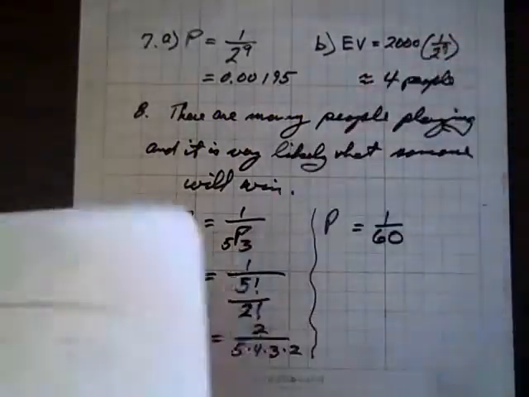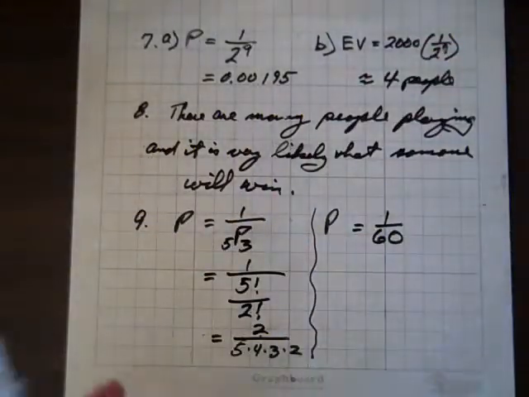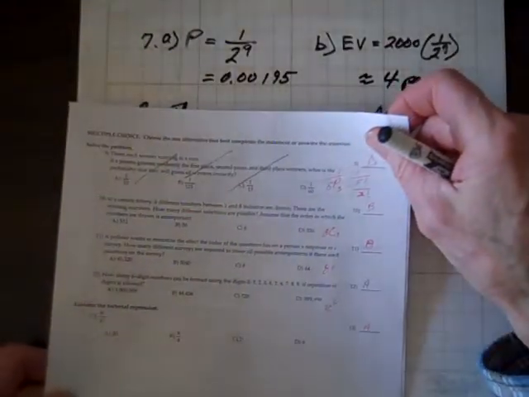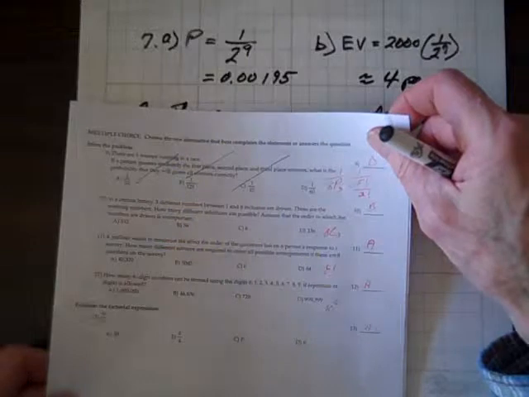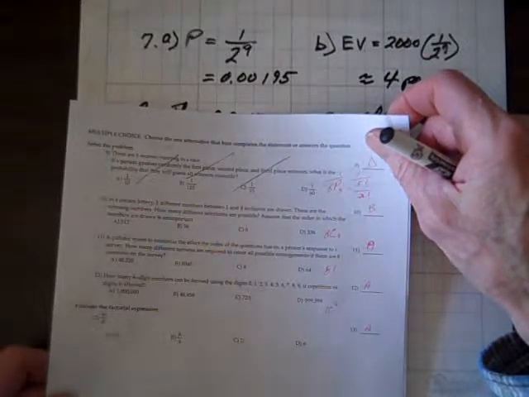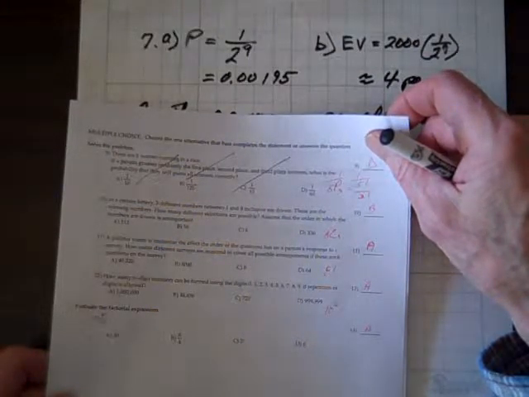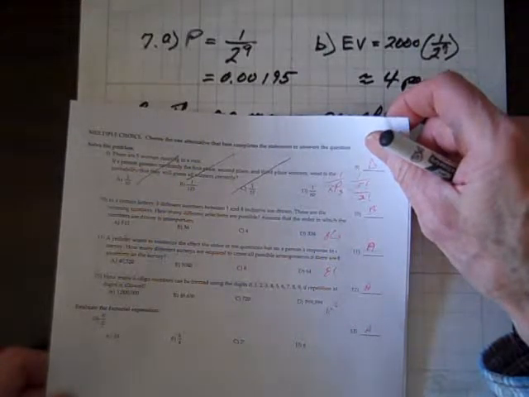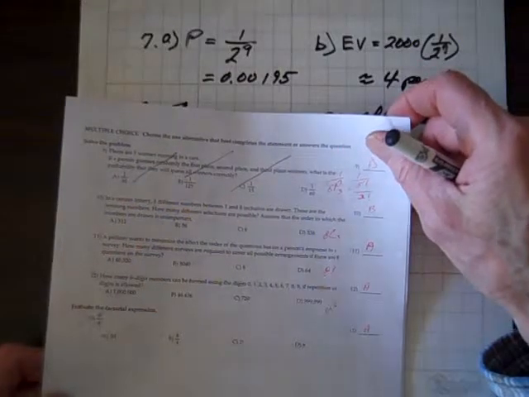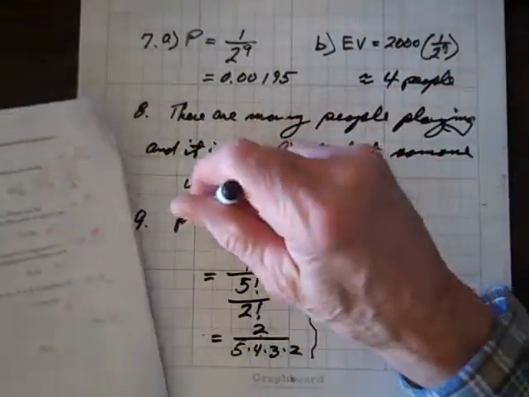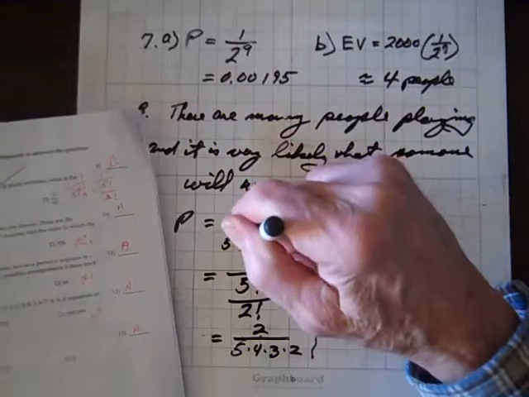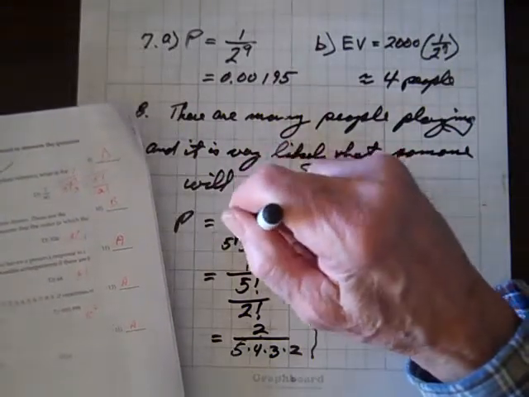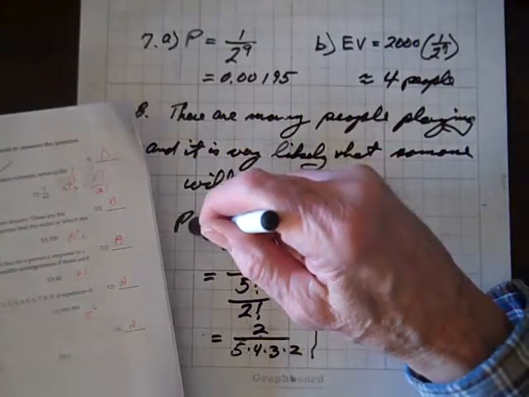Now for 9, there are 5 women running in a race. If a person guesses randomly the first place, second place, third place winners, what is the probability that they will guess all winners correctly? So the probability is going to be 1 over, and the order is important now, so 1 over 5P3, the permutation.